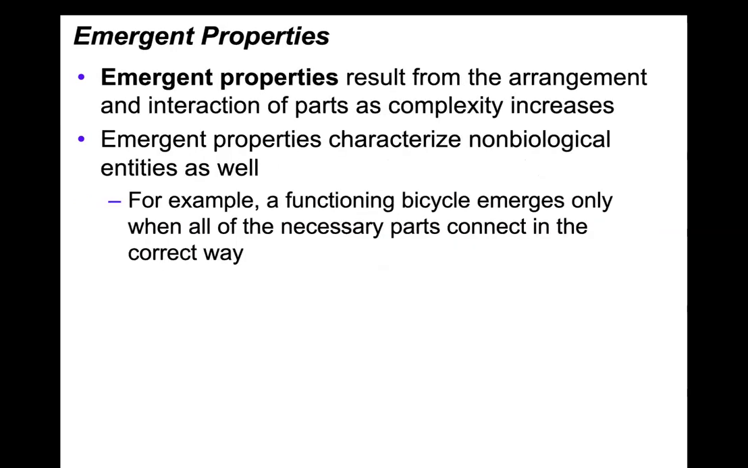What we end up with is something called emergent properties. This is the result from an arrangement and interaction of parts as complexity increases. Emergent properties characterize non-biological entities as well. So, for example, a functional bicycle emerges only when all the necessary parts connect in the correct way.